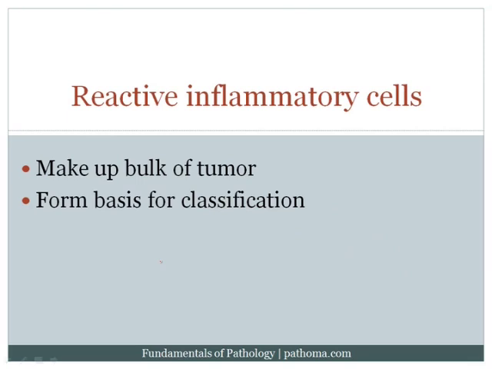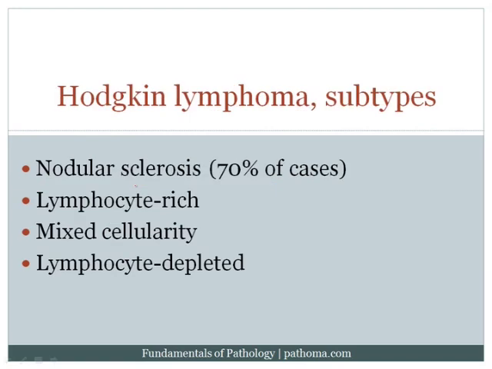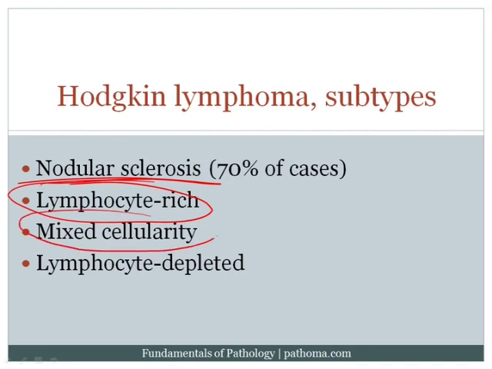As I've already stated, the reactive inflammatory cells make up the bulk of the tumor, and they also form the basis for classification. So the subtypes of Hodgkin's lymphoma include: number one, nodular sclerosis. This is the most common, and I'll explain it in more detail in a moment. There's a lymphocyte-rich variant, where there's a ton of lymphocytes associated with the Reed-Sternberg cell. There's a mixed cellularity variant, where there's mixed cell type associated with the Reed-Sternberg cell, especially eosinophils. And there's a lymphocyte-depleted variant, which has minimal lymphocytes associated with the Reed-Sternberg cell.